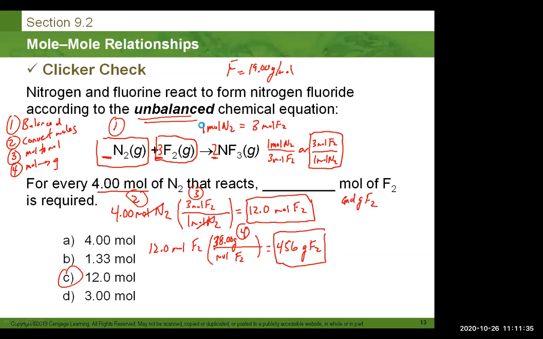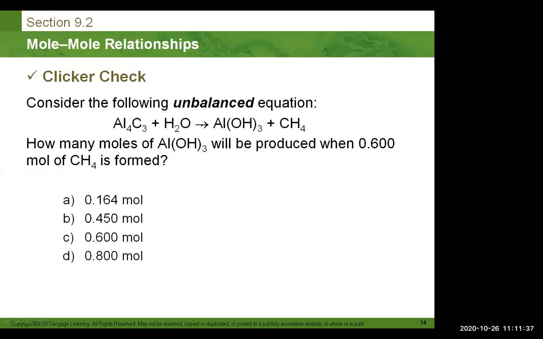All right, why don't you try the next one here and see what you come up with. How many moles of aluminum hydroxide would be produced here from 0.6 moles of CH4? So see what you come up with.